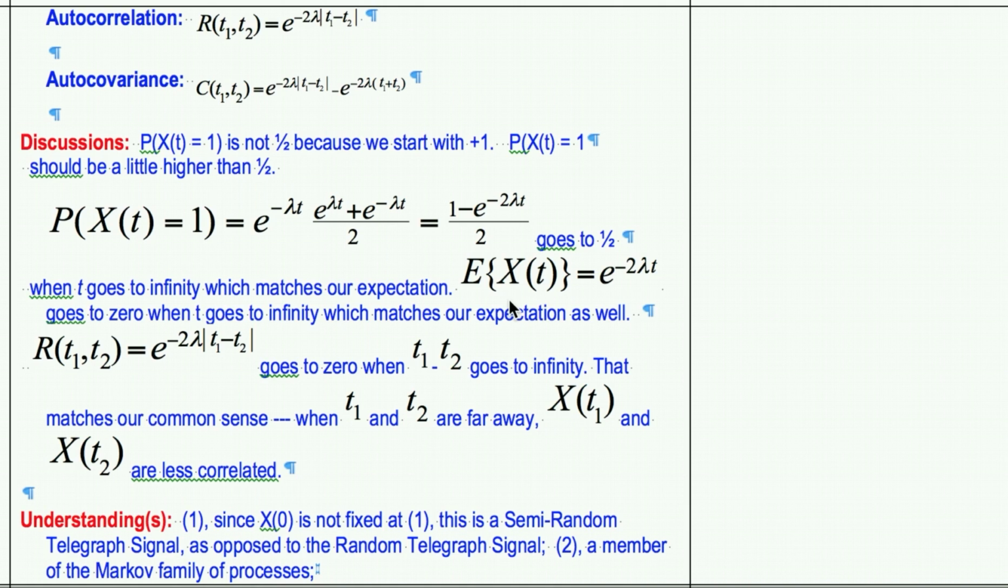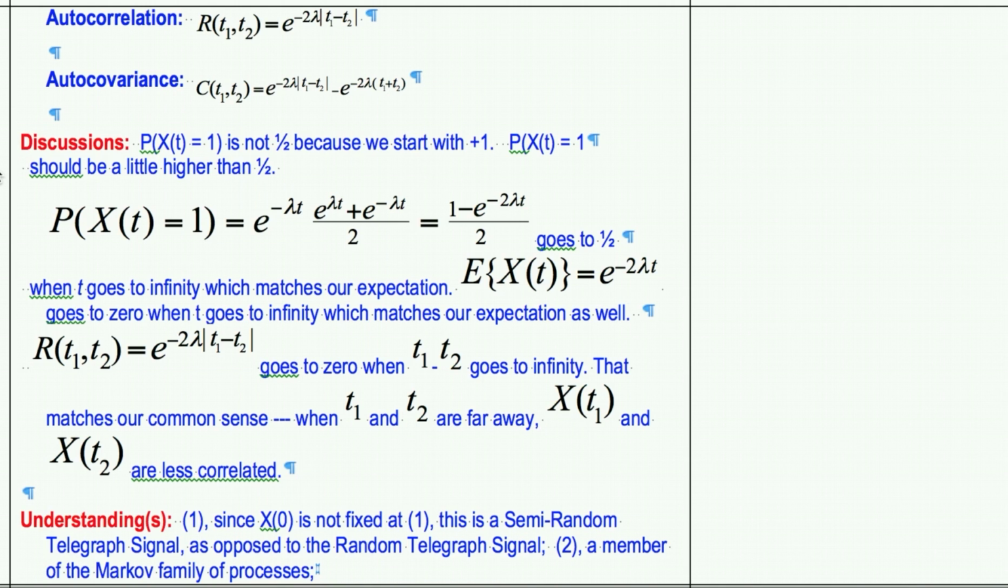Continuation of homework assignment 10, problem 1, part 4. And here we have the autocorrelation of the semi-random telegraph signal. The autocorrelation R of T1, T2 is equal to e to the minus 2 lambda times the absolute value of T1 minus T2. The autocovariance C of T1, T2 is equal to e to the minus 2 lambda times the absolute value of T1 minus T2 minus e to the minus 2 lambda times the quantity T1 plus T2.